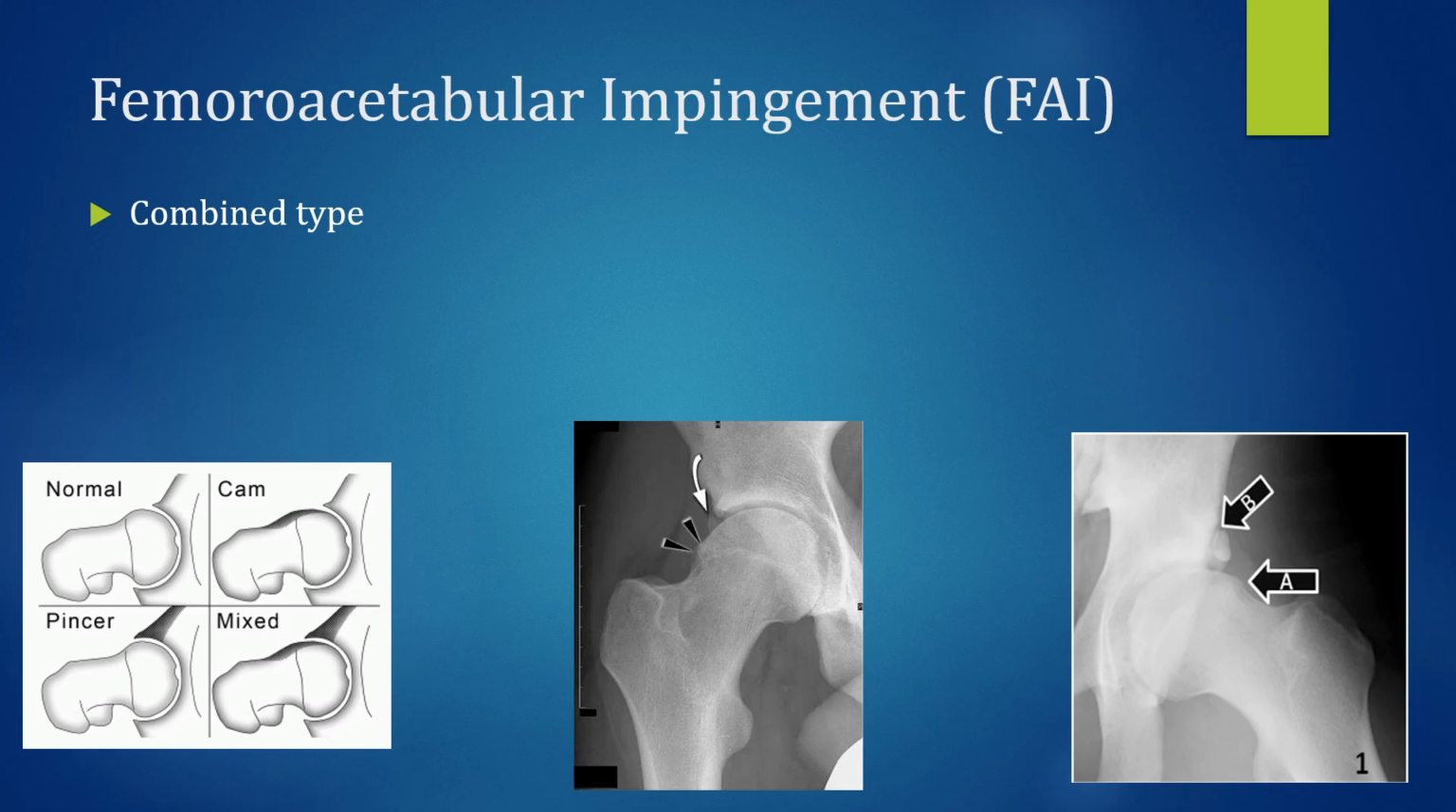We used to think that cam FAI was more common in high school age male athletes and that pincer FAI was more common in females in their 40s. However, more recent research has shown that both types of FAI are common across all demographics. In fact, the majority of patients with FAI will have a combination of both cam and pincer type.